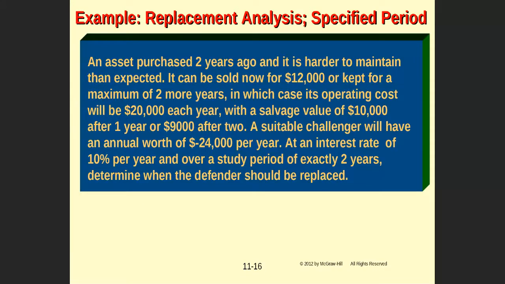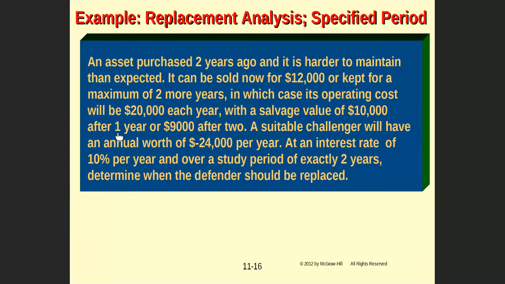This is an example with a challenger and defender, where we need to conduct a replacement study and know when we can replace the defender with the challenger. Let's write the example first. An asset purchased 2 years ago is harder to maintain than expected. It can be sold now for $12,000 or kept for a maximum of 2 more years, in which case its operating cost will be $20,000 each year with a salvage of $10,000 after 1 year.